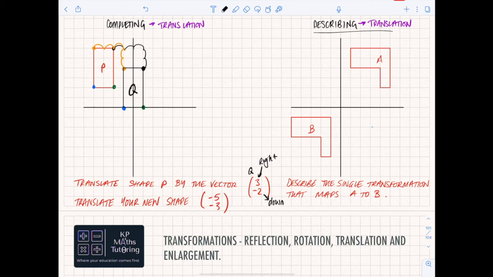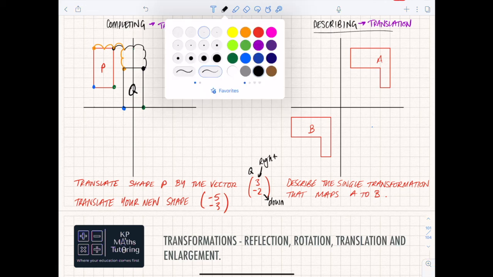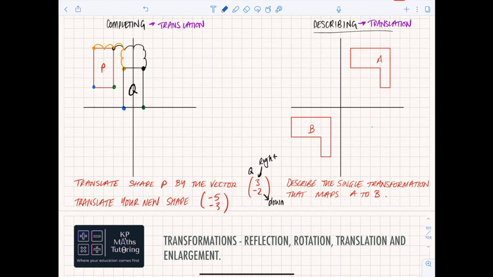It might tell you what to do. It then says translate your new shape minus 5 minus 3. Well, my new shape is Q, so let's pick this blue point in the bottom corner. It says minus 5, so that's left 5, and minus 3, that's down 3. So you go 1, 2, 3, 4, 5, 1, 2, 3. That is now my new blue point.